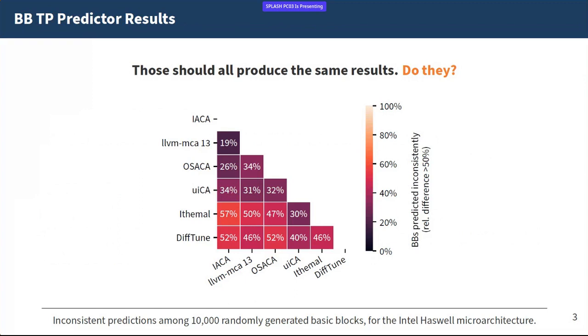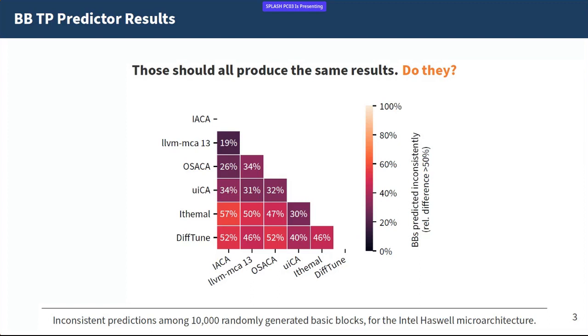So what we did was we randomly generated 10,000 basic blocks consisting of 4 x86 instructions each. And we gave them to a range of these throughput predictors. So, for example, here, llvm-mca, uiCA, Ithemal, and DiffTune. And for each pair of these predictors, we looked into what percentage of the sampled basic blocks were predicted inconsistently, which we defined to be that the relative difference between the predictions was more than 50%.